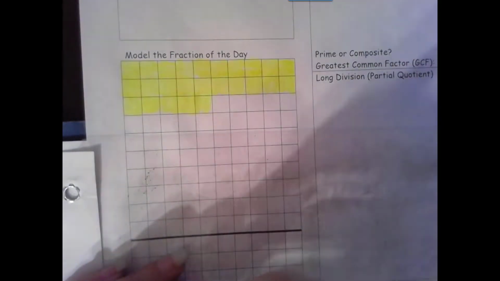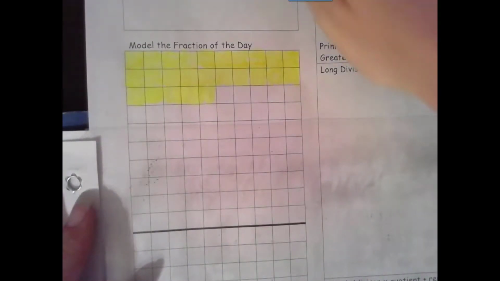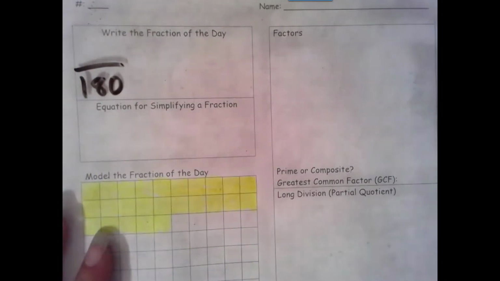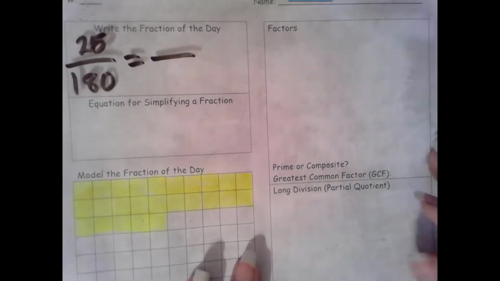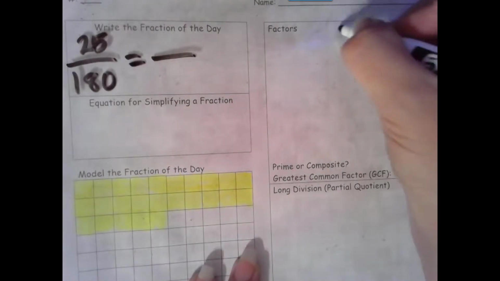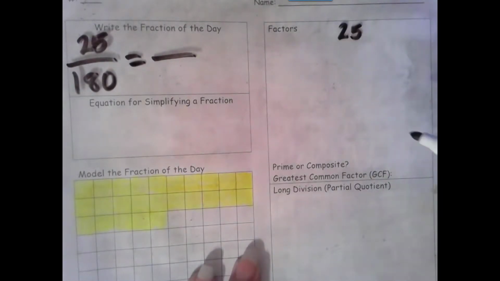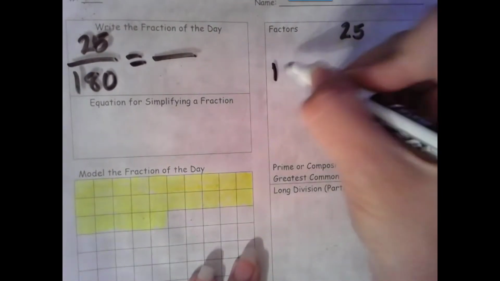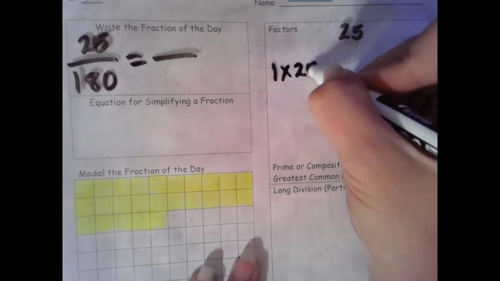Let's go ahead and highlight day 25. And now let's get down our beginning fraction. Our denominator is 180 because that's the total amount of school days, and we are on day 25. So let's find the factors of our numerator, which is 25. Two factors we always know are 1 and the number itself.